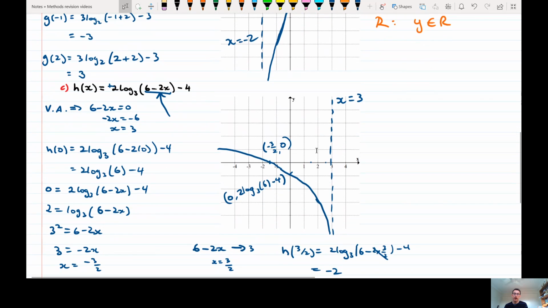And the final one is going the other way, this one. So your domain this time is going to be less than 3, with the range again being all real values because there's no restriction on the range. But check for restrictions on your domain. And that is how you sketch logarithmic graphs.